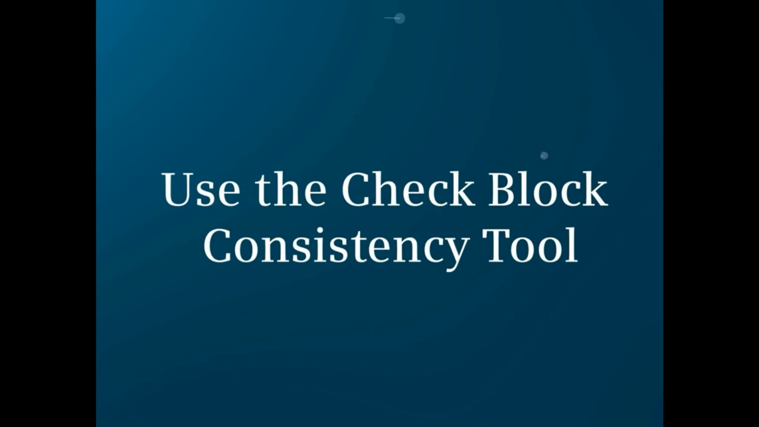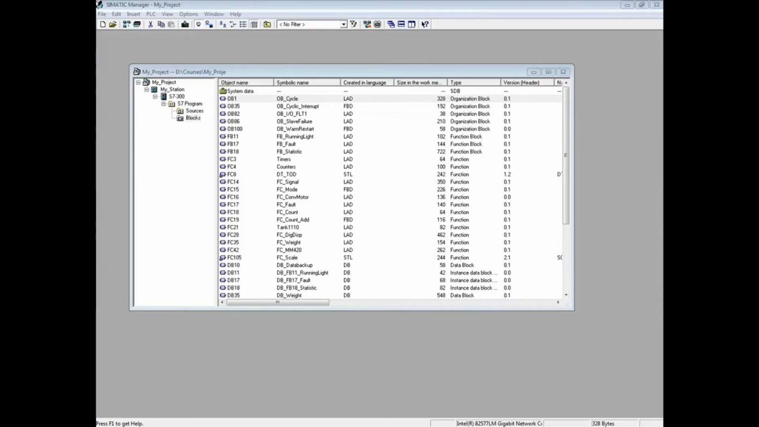This video shows how to use the SIMATIC Check Block Consistency tool. The Check Block Consistency tool is used to make sure that block calls and interfaces are correct. It is a great tool for updating function block data block calls and user data type, or UDT, calls.